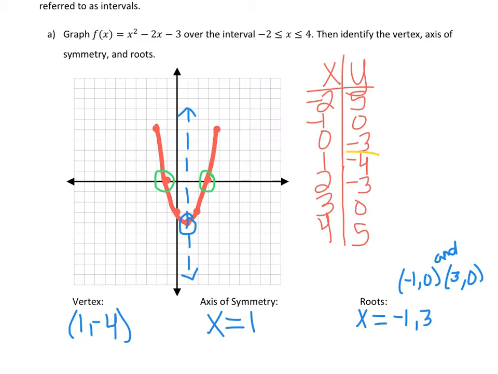Our vertex, our turning point, look at the y values, that's where it turned. Our axis of symmetry is the x value of the turning point, not a coincidence. And your roots are where your y value is 0, and your y values are 0 at -1 and 3. So you could either look at the table or the graph to figure this out.